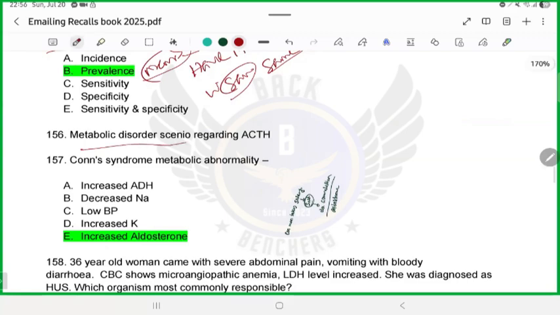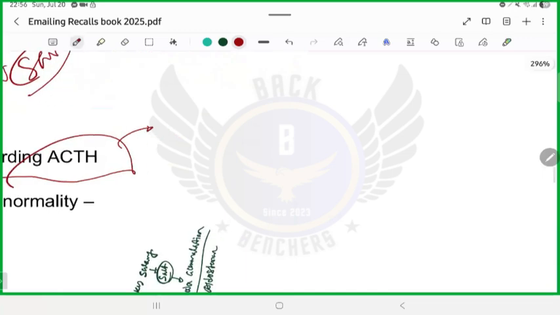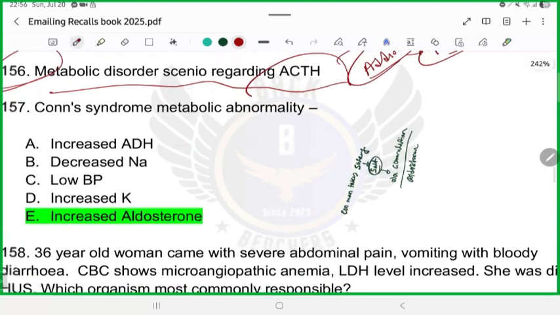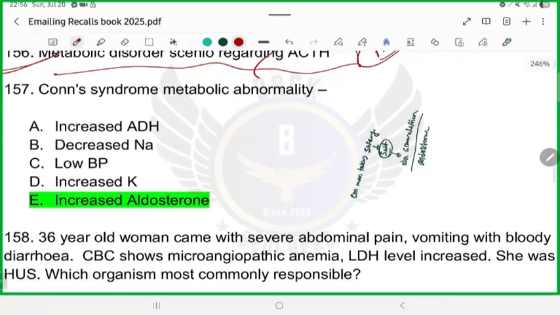Metabolic disorder scenario regarding ACTH. You know what happens during ACTH, don't worry about it. Mostly they give Addisonian crisis, nothing other than that. What do you give? 100 milligrams IV hydrocortisone. ACTH, they will give you this question only. Trust me, they will give you this question only.